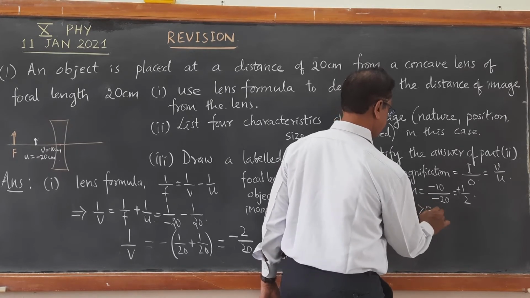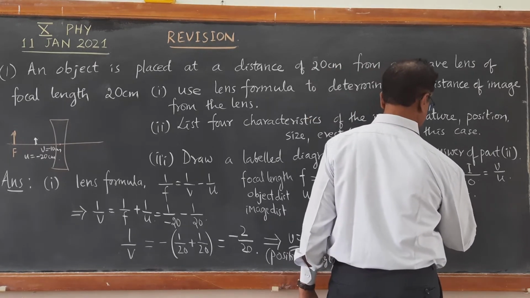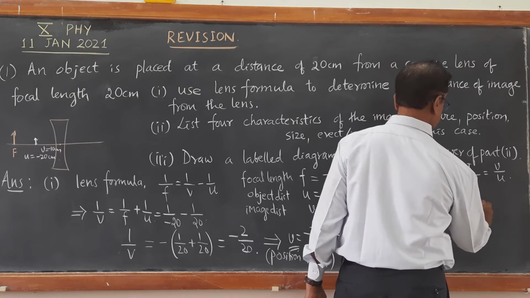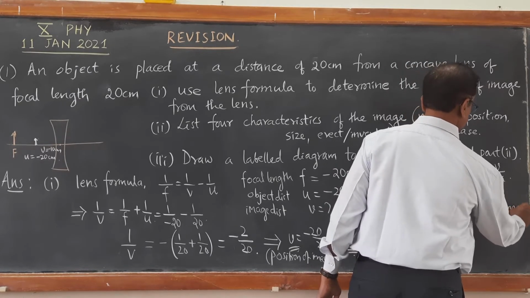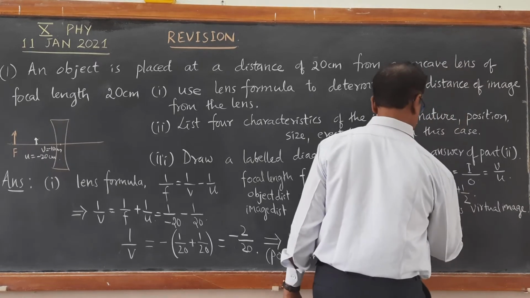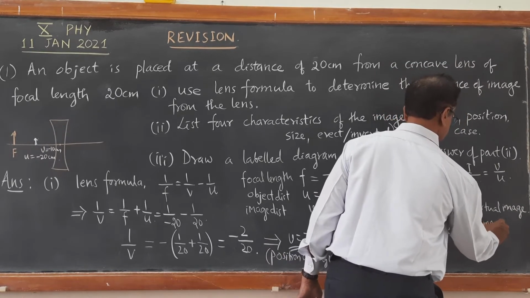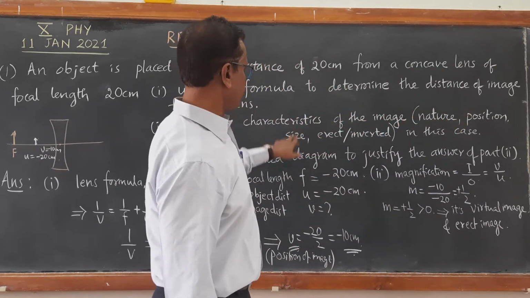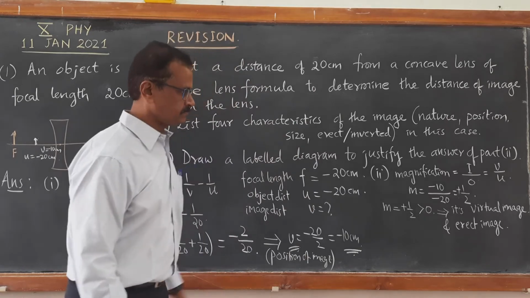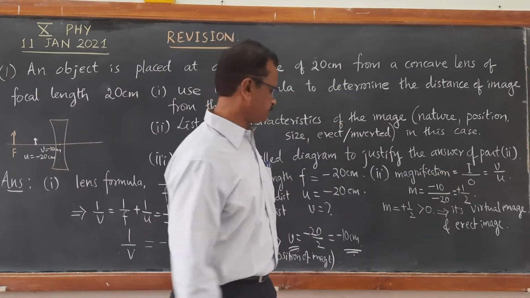which is positive, greater than 0, implies it is a virtual image and erect image. Now we can see the size of the image. Size of the image can be very well obtained from this magnification.